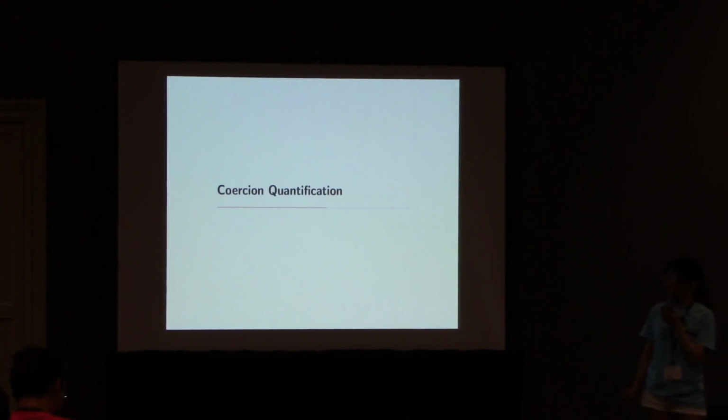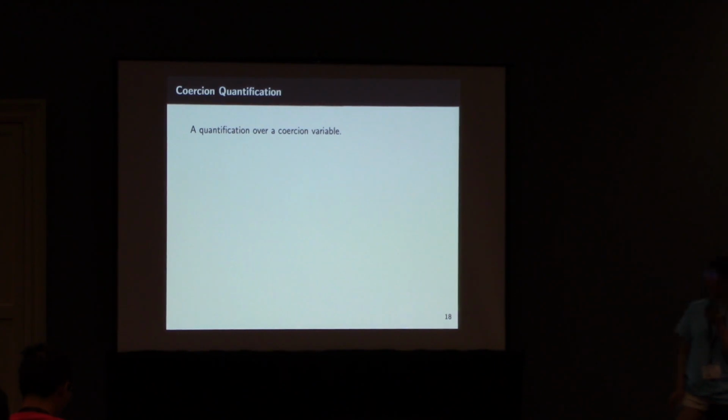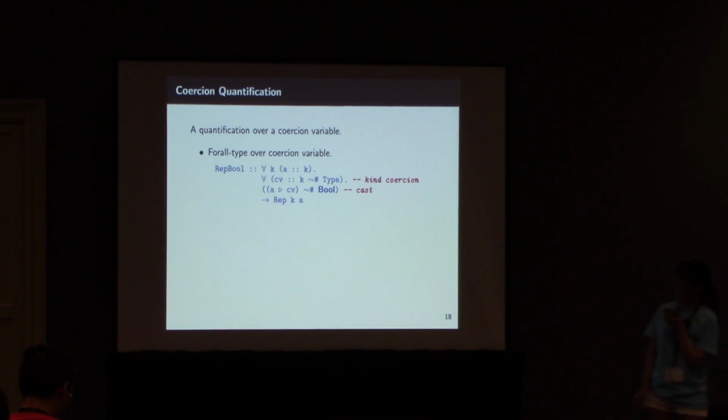Given the background knowledge, like why we want coercion quantification, now we can dive into coercion quantification a little bit more. What is coercion quantification? Coercion quantification is the quantification over a coercion variable, and there are two places such a coercion can appear. The first one we have already seen is a forall type over a coercion variable. Here, in the type of RepBoolean, the second forall quantifies over a coercion variable.